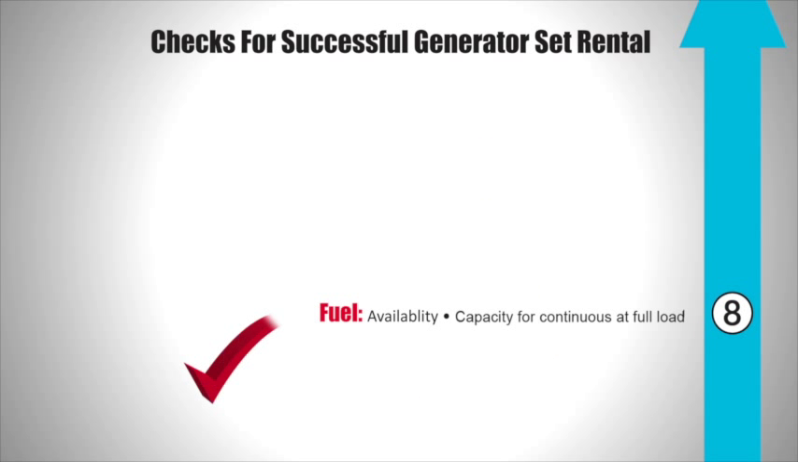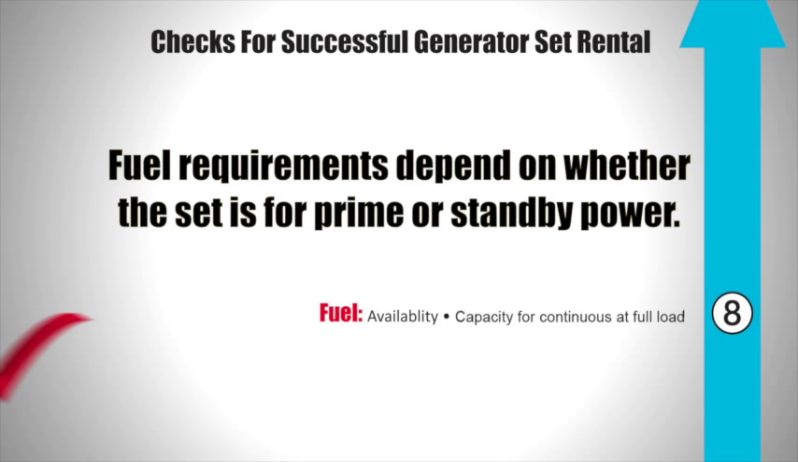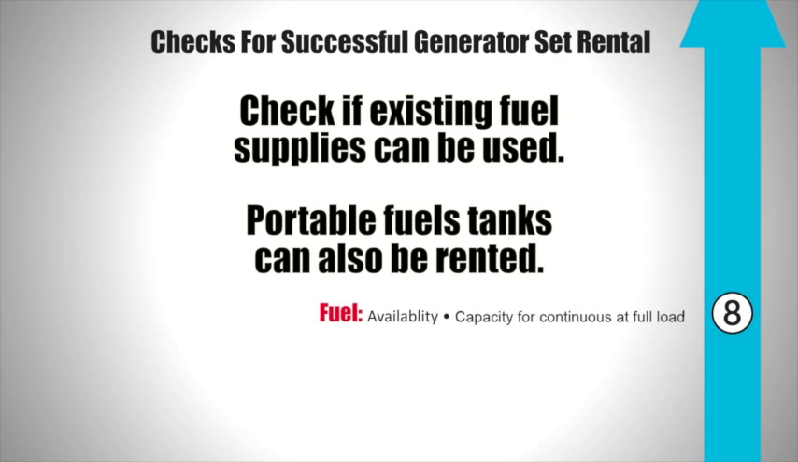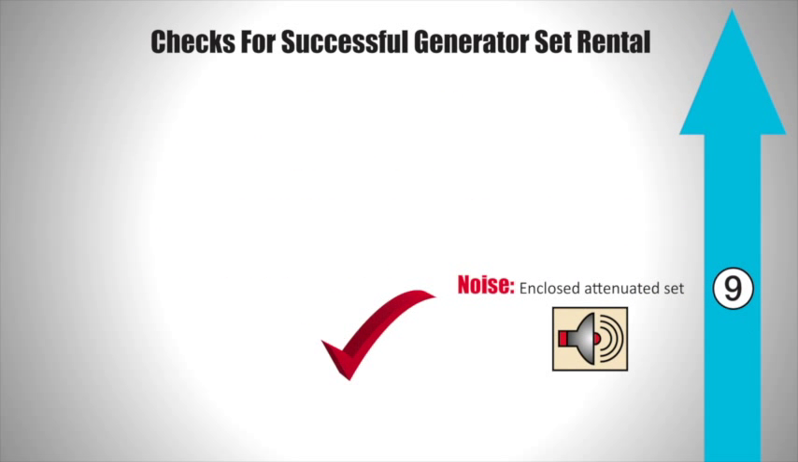Check 8 covers the fuel requirement of a rental set. While most rental sets are diesel-powered, there is also the requirement for gaseous sets. Fuel requirements also depend on whether the set is for prime or standby, and whether existing fuel supplies can be utilized. Check 9 has to do with the environmental considerations at the required rental location.